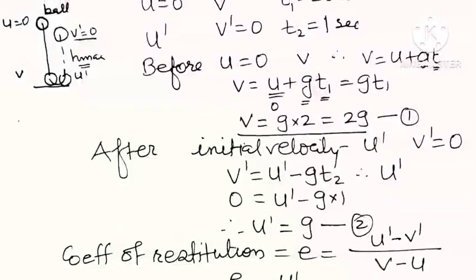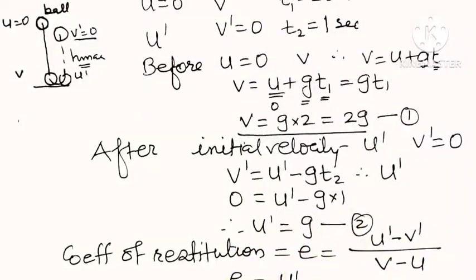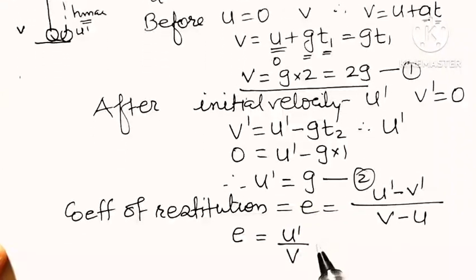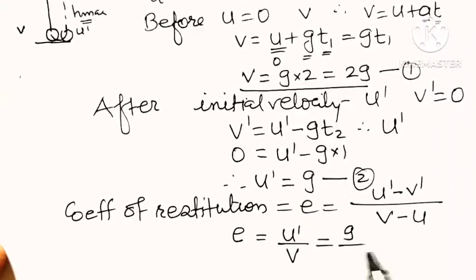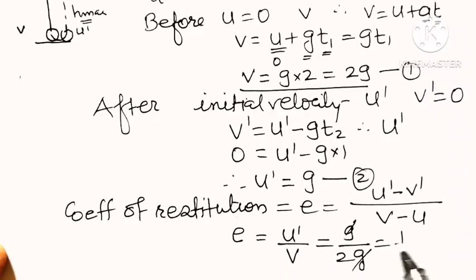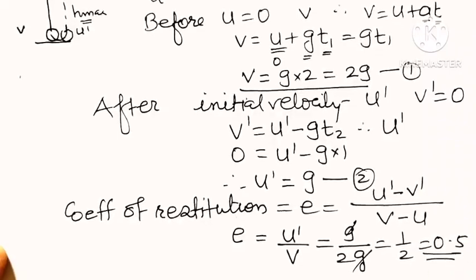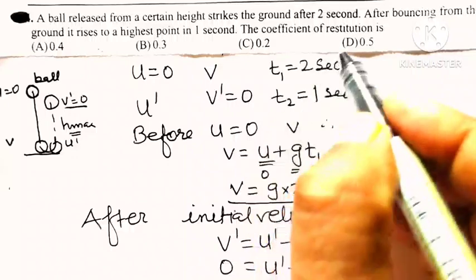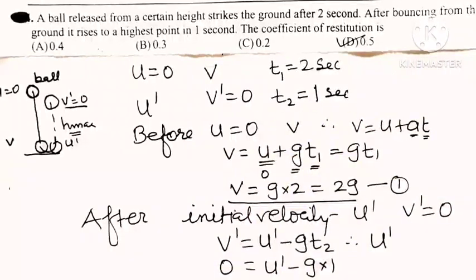But we know the value of v: v equal to 2g, and u dash equal to g. So g cancels with g, and it is 1 by 2, or 0.5. The coefficient of restitution is 0.5. So, out of 4 options, option D is the correct option for this question.